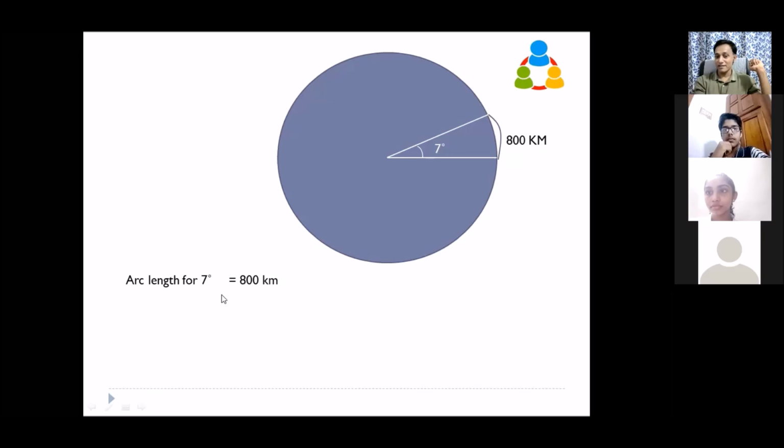So 7 degrees makes 800 kilometers. You can do your toffee maths also. 1 degree makes 800 by 7. 360 degrees makes 800 by 7 into 360. This is actually what you did in toffee maths. 8 toffees cost 40 rupees. 1 toffee is 40 by 8. 3 toffees is 3 into this. But when the numbers become complex, we forget all the toffee and everything.